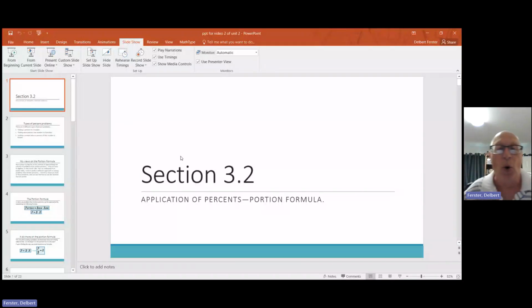Hey, welcome back. We're going to take a look at solving some word problems here as we finish up our working unit 2. Content found from section 3.2 in your text. So when you want to go find problems, there's a good place to go.